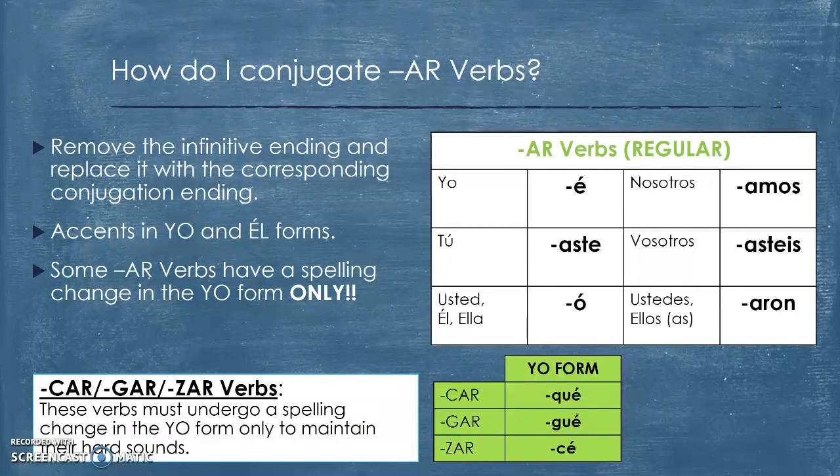In that yo form, we're going to actually remove the entire car, gar, and zar ending and replace it with qué for car verbs, gué for gar verbs, and cé for zar verbs. Now note, this is only in the yo form. Everywhere else, we treat it like a normal AR verb. We remove only the AR, and then we add aste, ó, amos, astes, aron. So the only situation where we take off the C, G, or Z is that yo form. Everywhere else, we leave the C, G, Z.